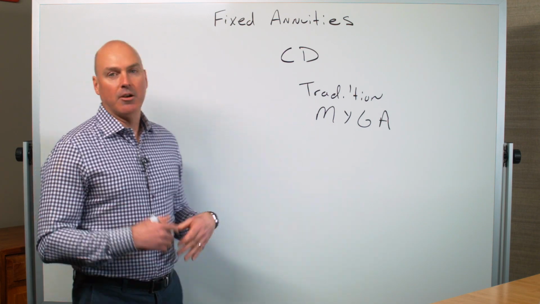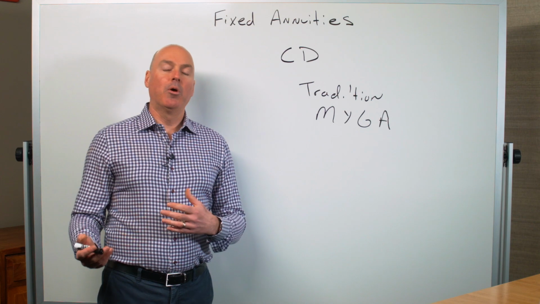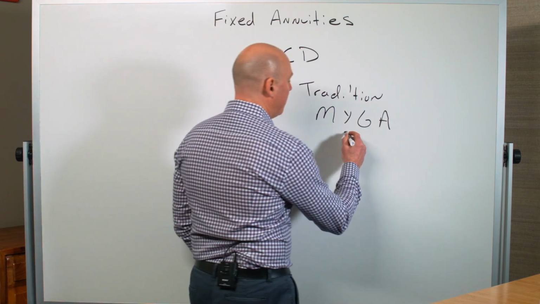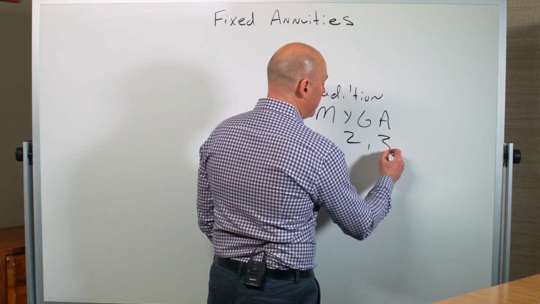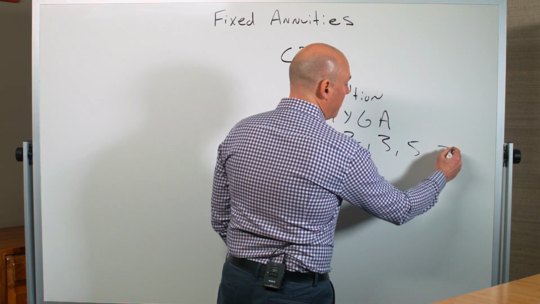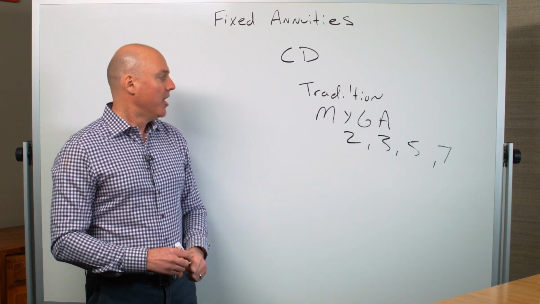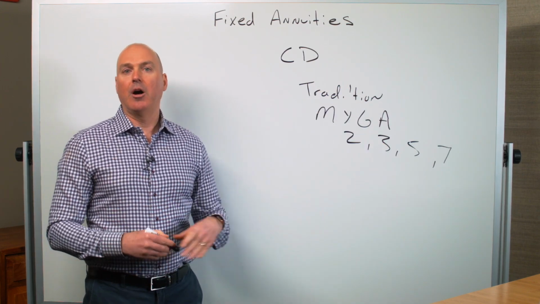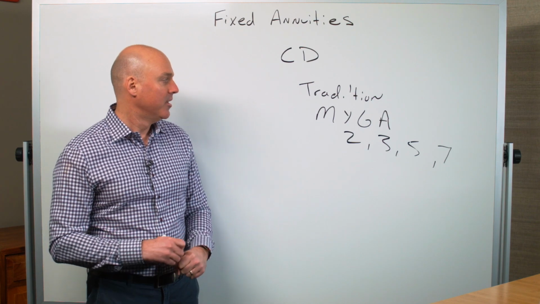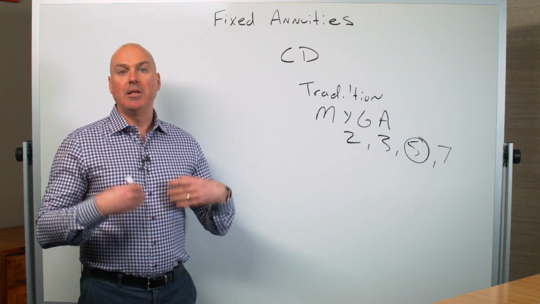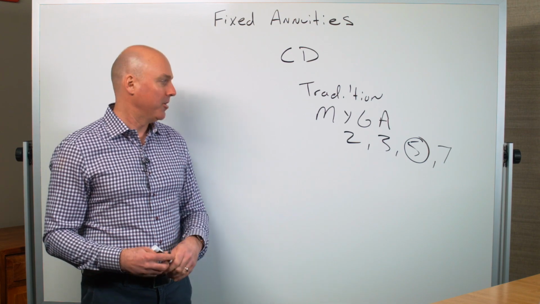A multi-year guarantee annuity is more like a longer-term CD, where you can lock in for maybe a 2-year, 3-year, maybe even 5 or 7 years. Generally speaking, if the yield curve is positive, you're going to get a little bit more interest the longer you go out on that time horizon. Typically, if you bought a 5-year as an example, that rate is going to be locked in for that entire period of time.